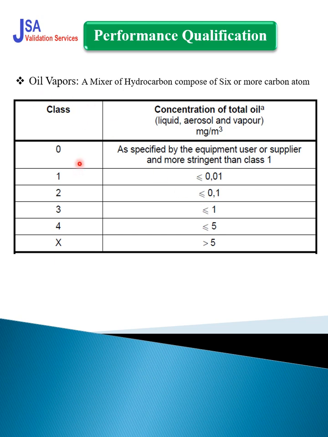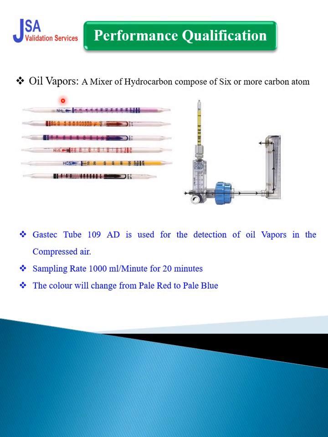Okay, then oil vapors. This is also class 0, 1, 2, 3, 4, and X. So if you are using class 2 here, then it should be less than 0.1 mg per meter cube. For that purpose, we are using a direct indication tube, called the 109AD, that is the Gastec tube used for the detection of oil vapor. The minimum sampling rate is 1000 ml per minute. For 20 minutes we have to purge the air through this, and it will change the color from pale red to pale blue. So we directly read the readings on the scale. That will be your value.